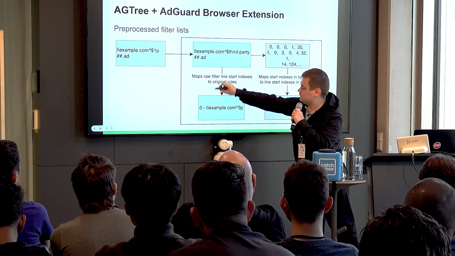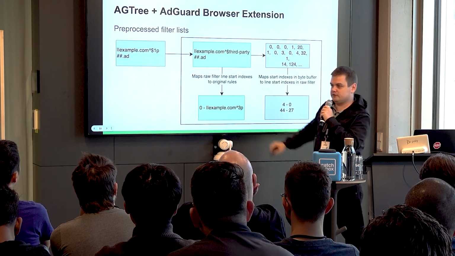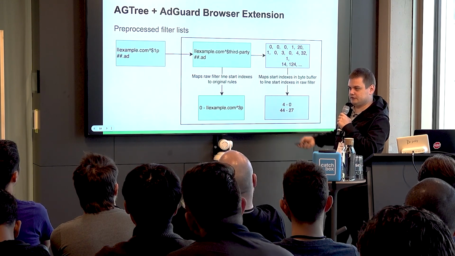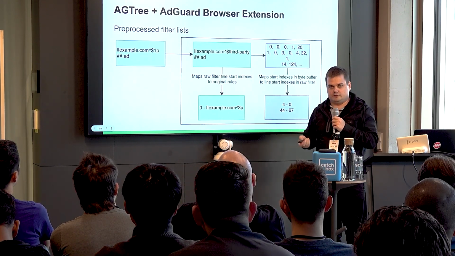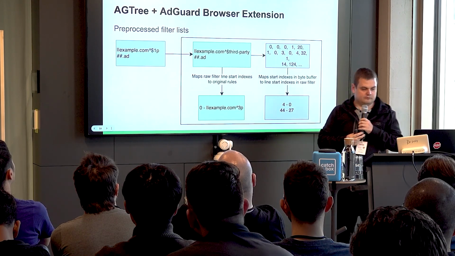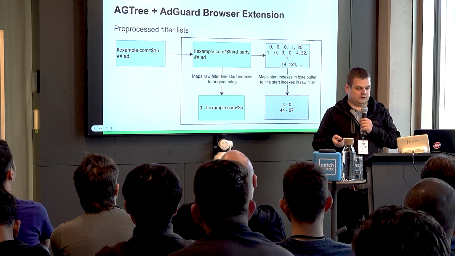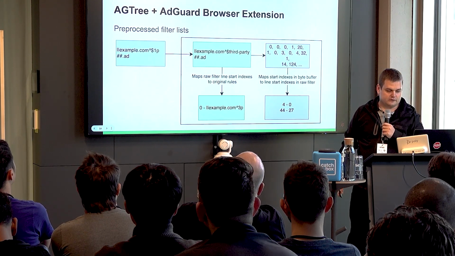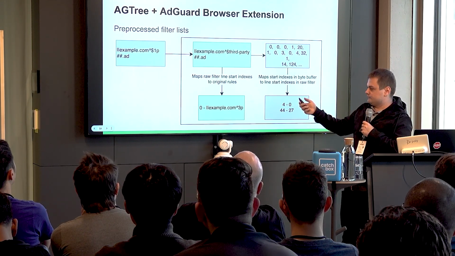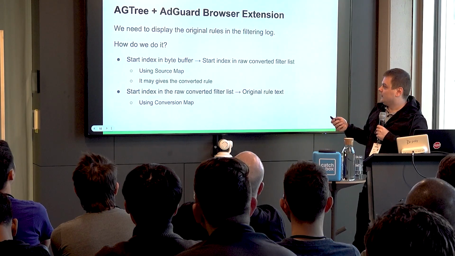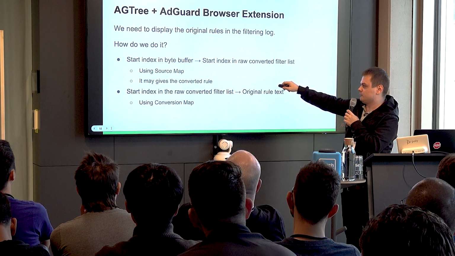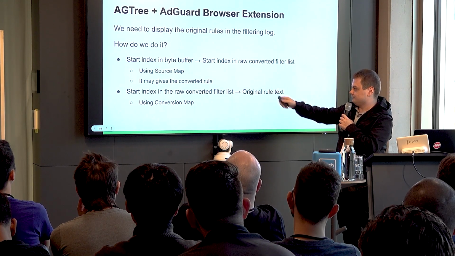And these other two fields are just stored in the extension because we don't need them while operating with the engine. We just need them when the filtering log is open. So in essence, with these two steps, we can retrieve the original rule from the binary data in the engine. Here it's a detailed slide. So we map start indexes using the source map.